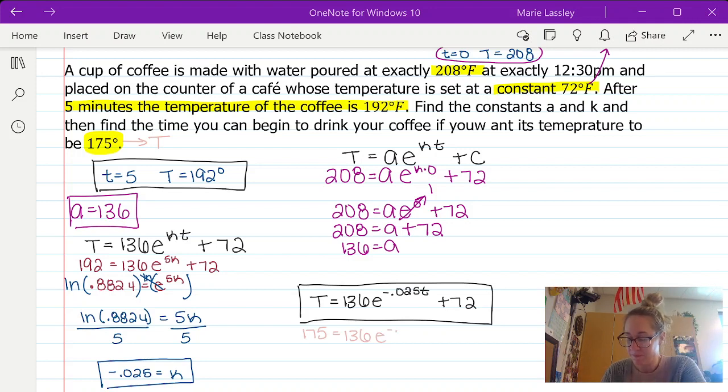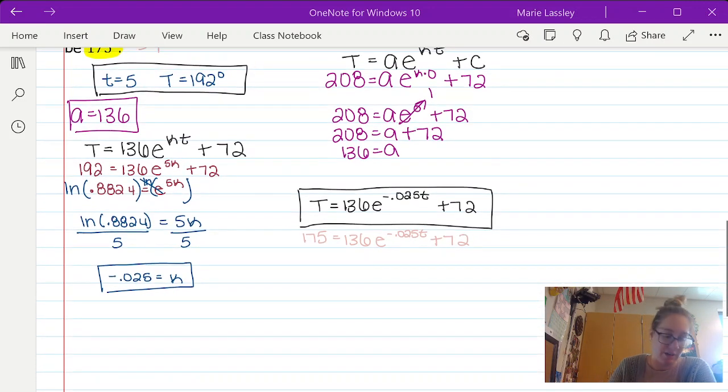All right. So again, we're going to do most of this in our calculator. All right, so we've got 175. We're going to subtract 72. We're going to divide by 136. And now we have 0.7574 equals e to the negative 0.025t. All right, we're going to go ahead and apply our inverse property.